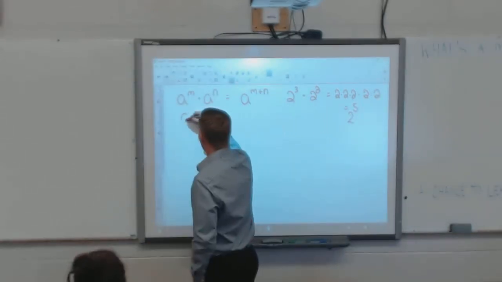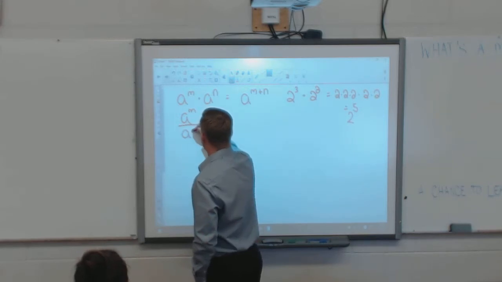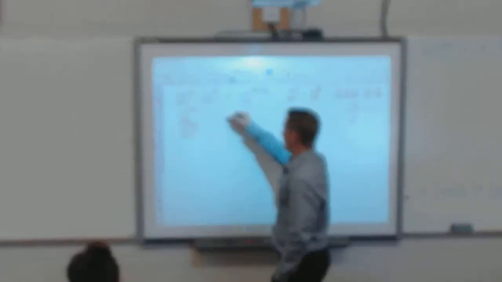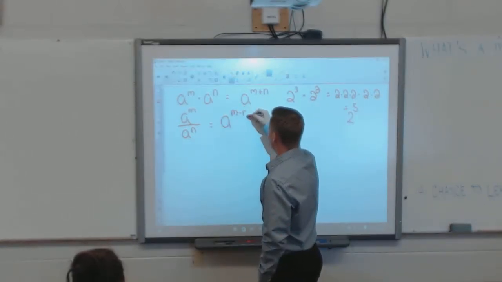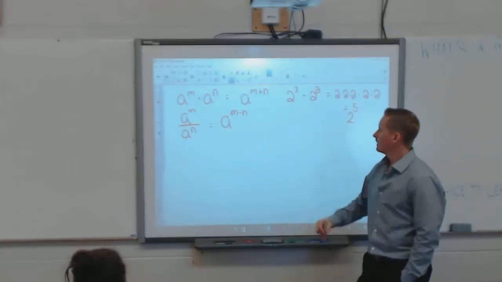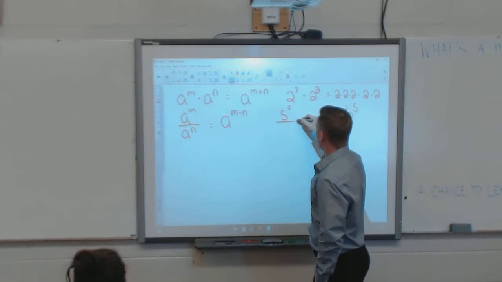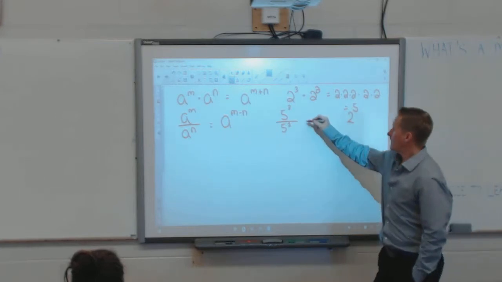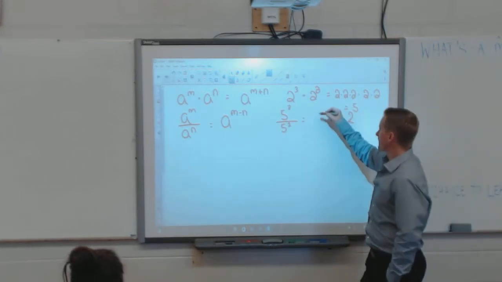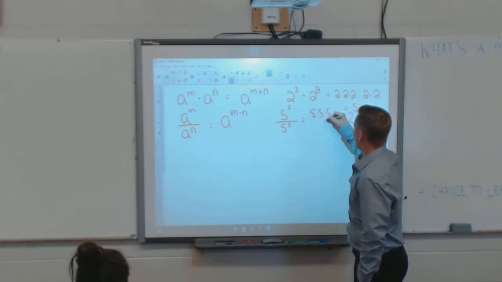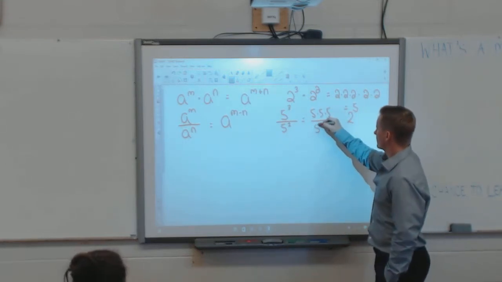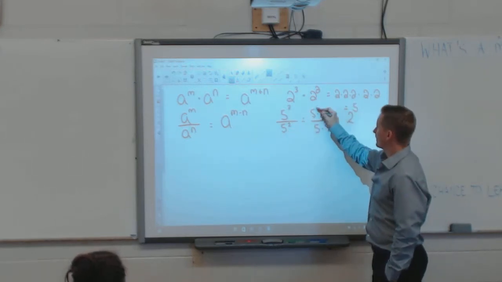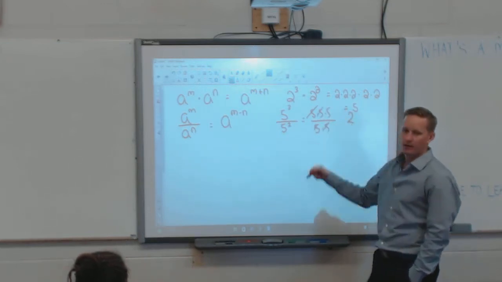Quotient rule. I have a to the m over a to the n. What do I do with the exponents? Okay, so I've got a to the m minus n, right? So I have 5 cubed over 5 squared. How many 5's do I have on top? How many 5's do I have on the bottom? So if I subtract the exponents, I end up with 5 to the power of what? 1. Cancel, cancel, cancel, cancel. What am I left with? 5 to the power of 1.